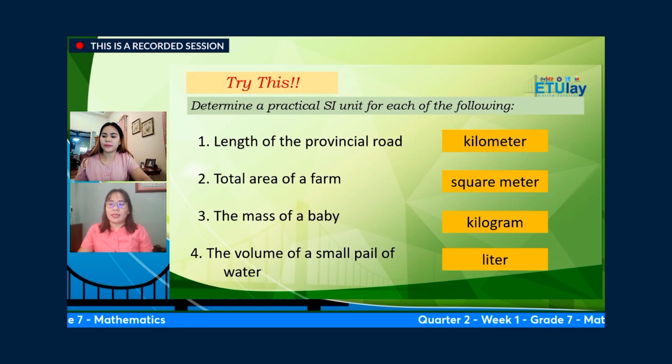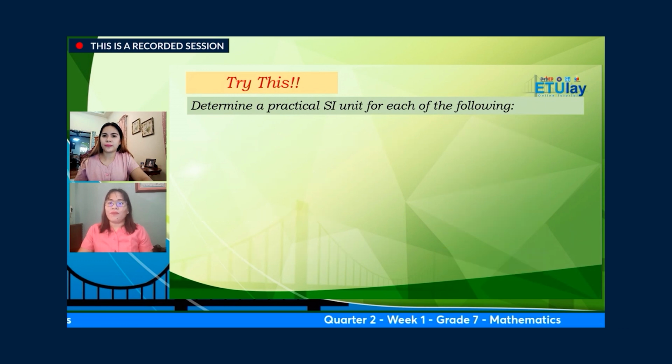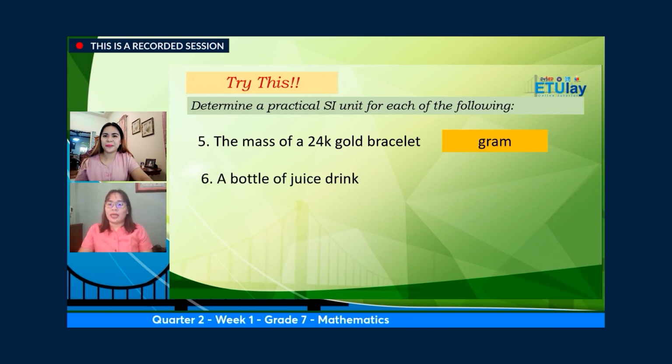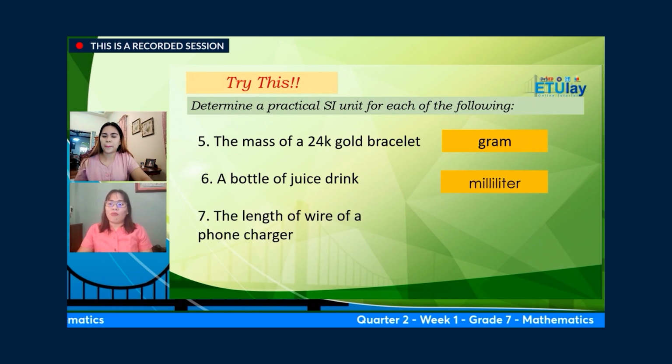Number 4, the volume of a small pail of water. That is liter. For number 5, the mass of a 24-carat bracelet. That is gram. And number 6, a bottle of juice drink. And that is milliliter. Number 7, the length of wire of a phone charger. And that is meter.